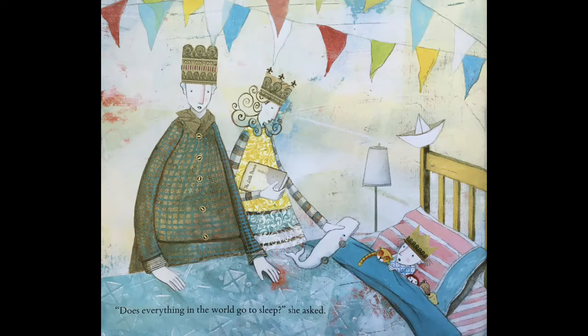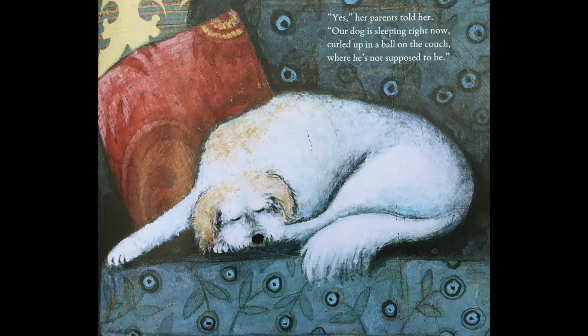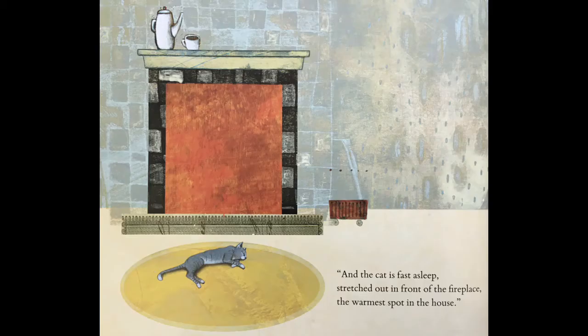"Does everything in the world go to sleep?" she asked. "Yes," her parents told her. "Our dog is sleeping right now, curled up in a ball on the couch where he's not supposed to be. And the cat is fast asleep, stretched out in front of the fireplace, the warmest spot in the house."